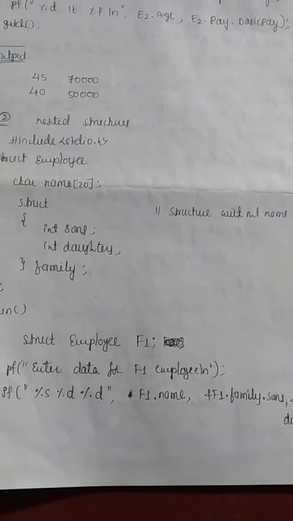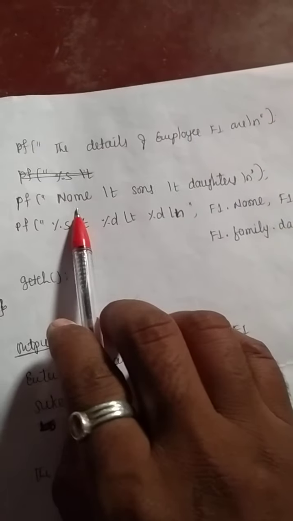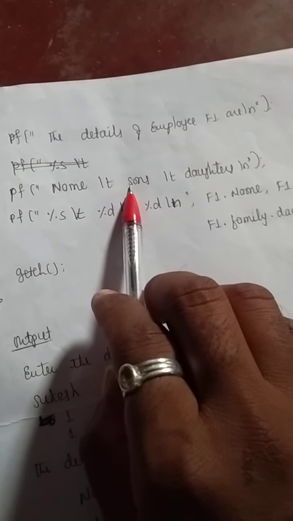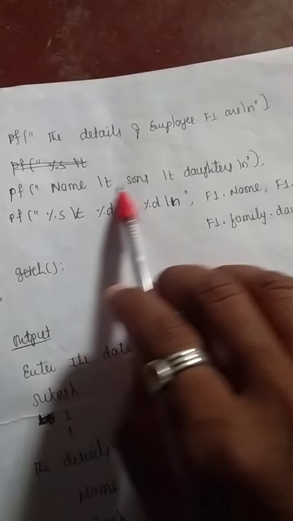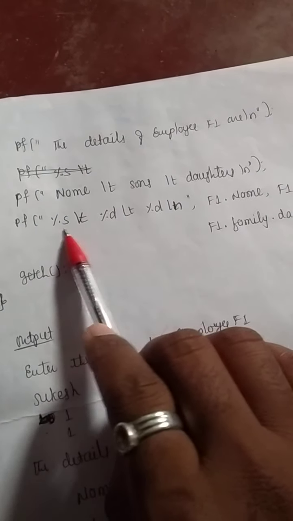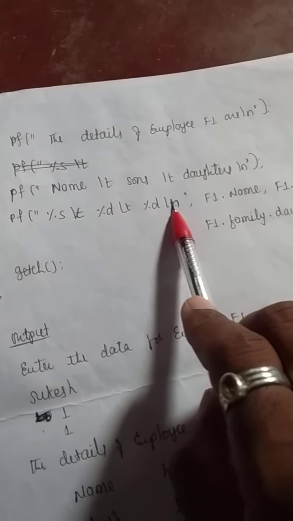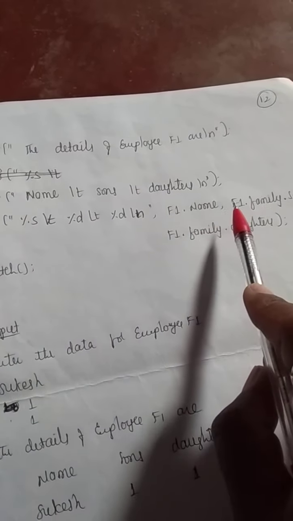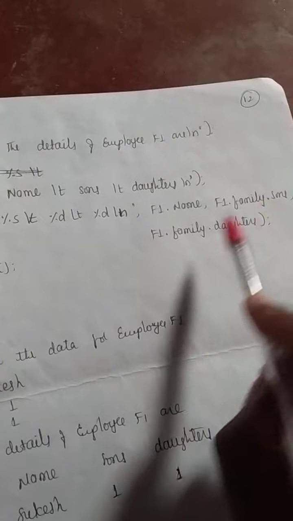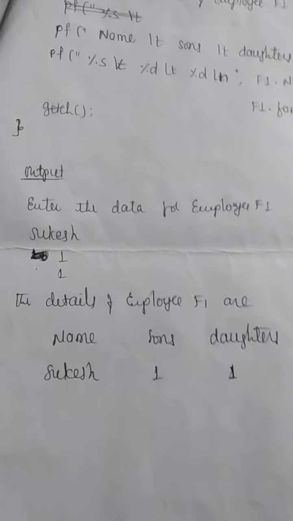How to display the result? You just go for printf statements like this. Printf, the details of employee F1 are name slash t sons slash t daughters. It means you are creating the heading, and below that you are displaying the result. So the name of the employee, how many sons and how many daughters: F1 dot name, F1 dot family dot sons, F1 dot family dot daughters. So you can get the result like this.